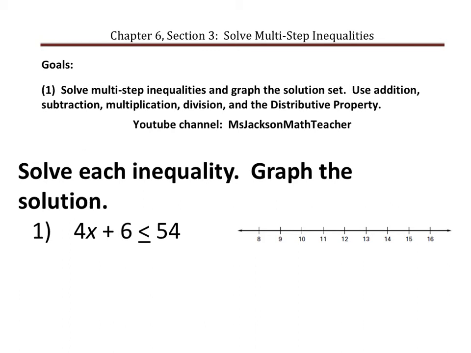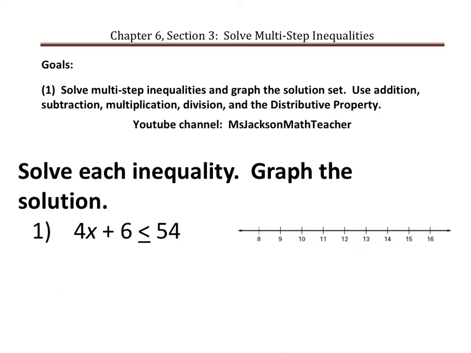Hello everyone. The next section we're going to cover is Chapter 6, Section 3, and we're going to continue our work in solving inequalities. This section is called Multistep Inequalities, which just means we're going to keep working on using properties of equality, addition, subtraction, multiplication, division. Only this time we're going to add in the distributive property, so each problem that we solve will in general require more than 2 steps.